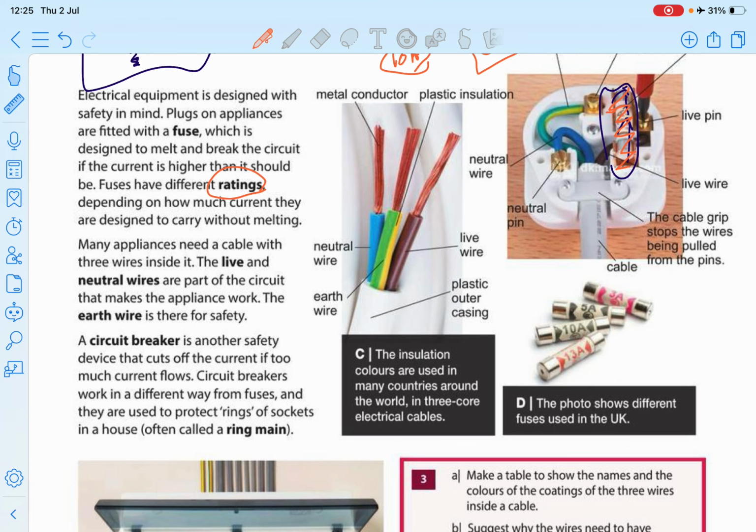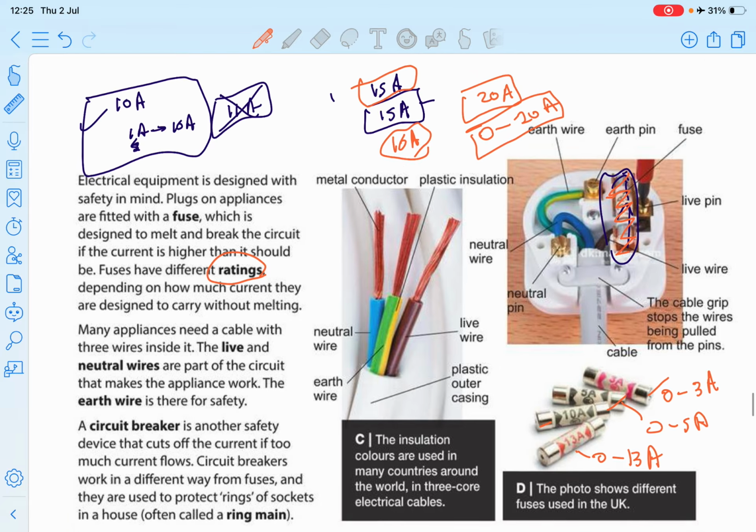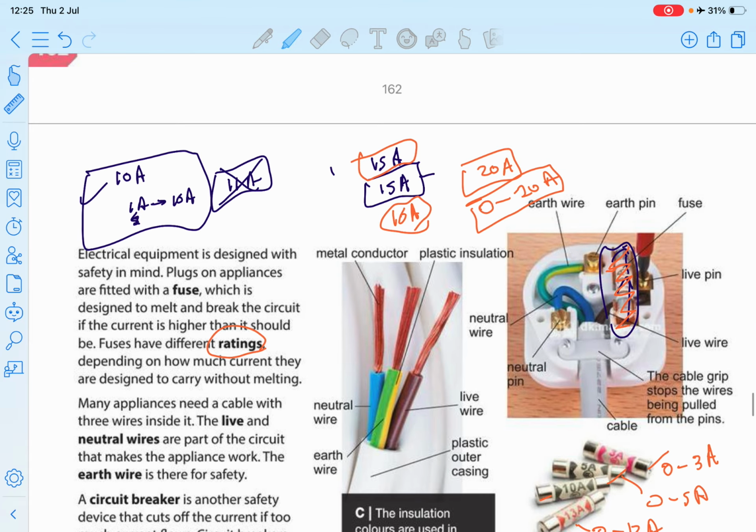Fuses have ratings. Right, 5 ampere, 10 ampere, 13 ampere, 15 ampere, 20 ampere. Here you can see a number of fuses. So the 3 ampere fuse passes the range of 0 to 3 ampere. What happens if 3.5 or 4 ampere? The fuse burns. 5 ampere is valid up to 5 ampere. 13 ampere can be used for 0 to 13 ampere. Right? Now think about what happens if you use it in there.